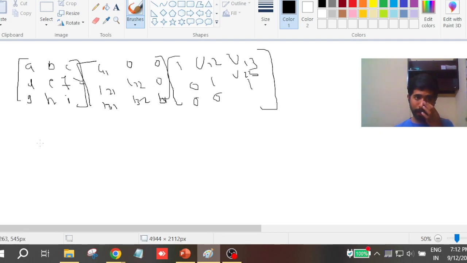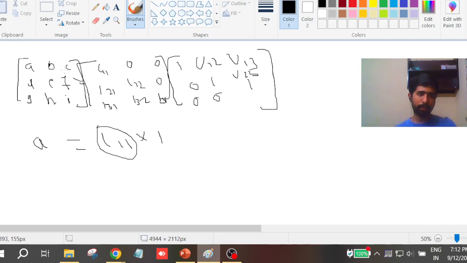Now you can see that A is equal to L11 into 1. So you get L directly here. L11 is equal to A, because you know already the elements of matrix A. And then what do you have? L11 into 1, that is one thing. L11 into U12, you get it as B. Now you know L11, you calculate U12.